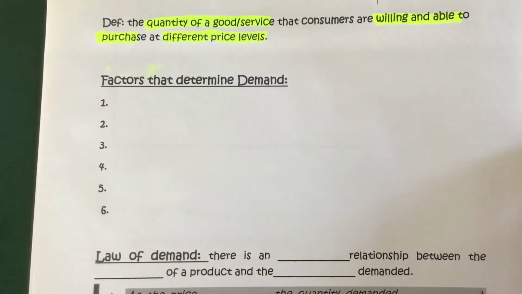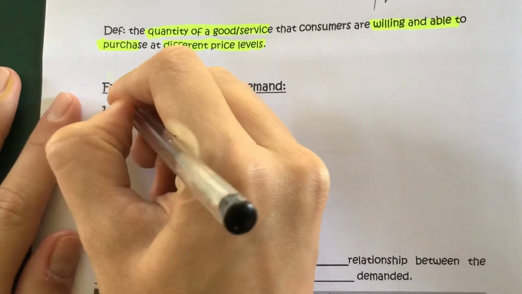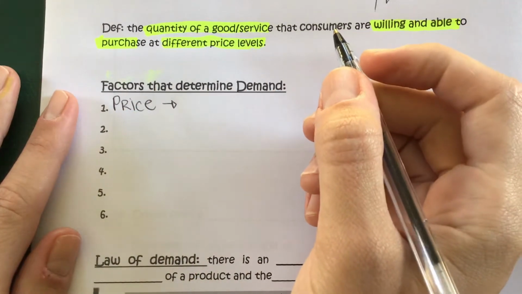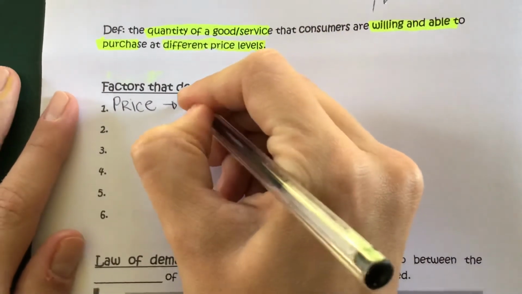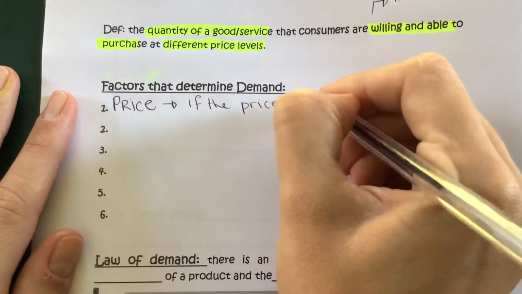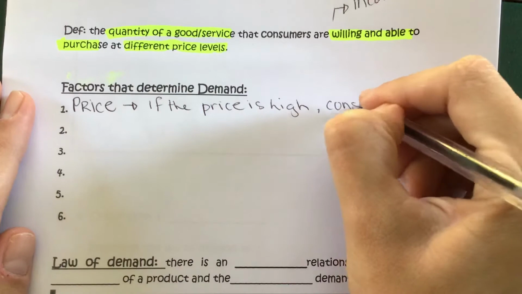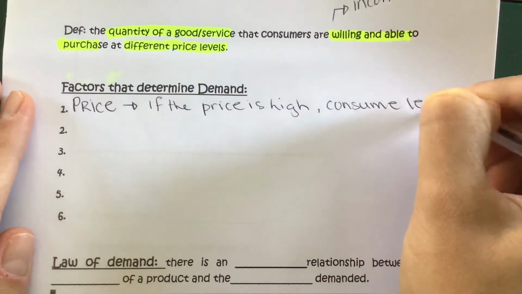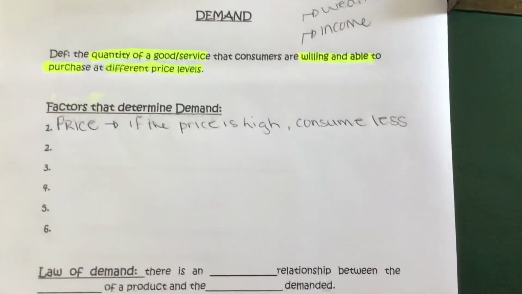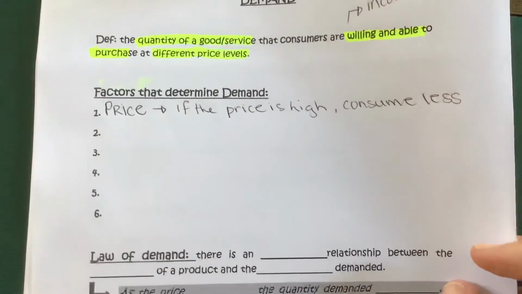So here we go. The first factor that determines demand is obviously the price of the product. For example, we know that if the price is high, people will consume less. That is just how it works in an economy. If the price of a product is very high, people aren't going to want to purchase it because they can't afford it. So that's a big thing.